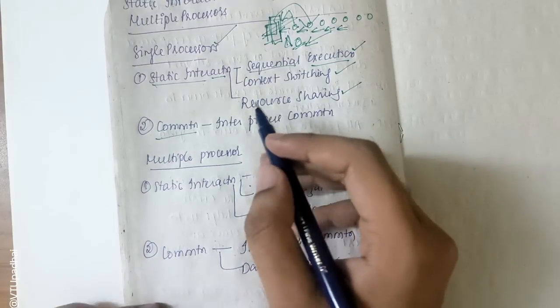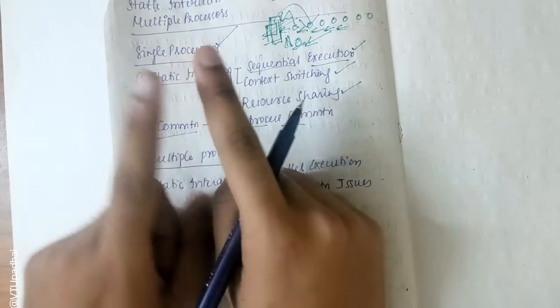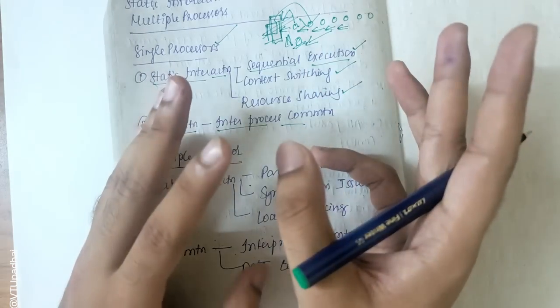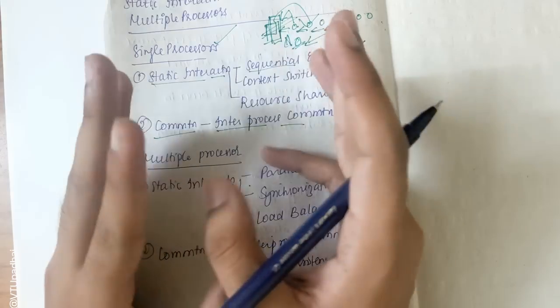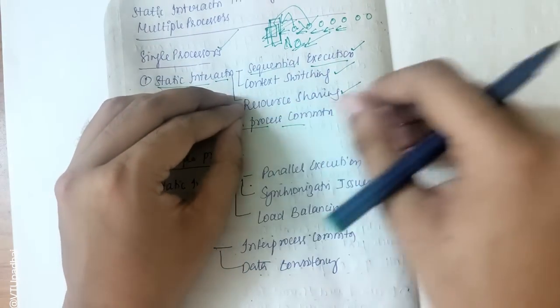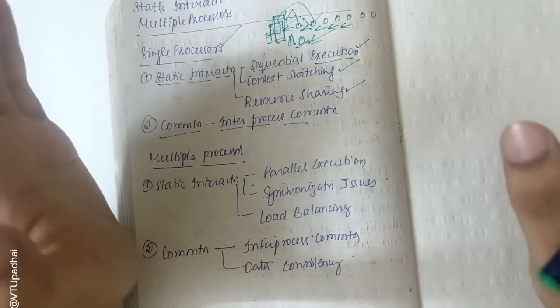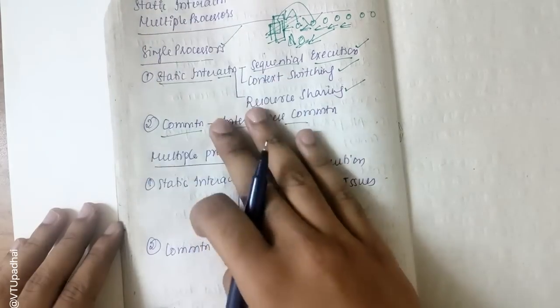So in communication, inter-process communication happens. That is, communication between processes happens through messages sent, or they have shared memory, something like that. Through this, a particular process can interact with another process, and that's how they can be synchronized in the system. Okay, so this was about the single processors.